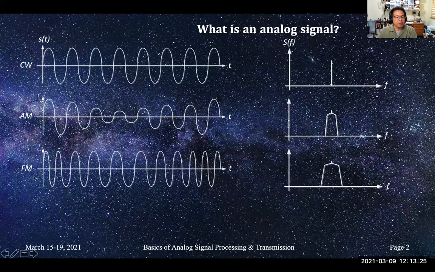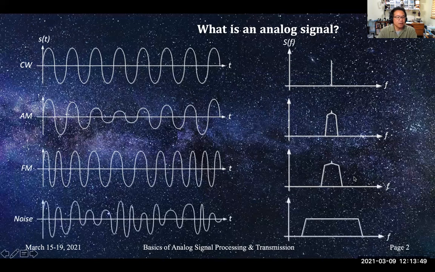Here's the FM, so this is a frequency modulated signal. Note the amplitude voltage is constant, but the frequency is being modulated in this case from low to high to low. It has a similar spectral response where the carrier is present, but then there is a modulating sideband varying around it.